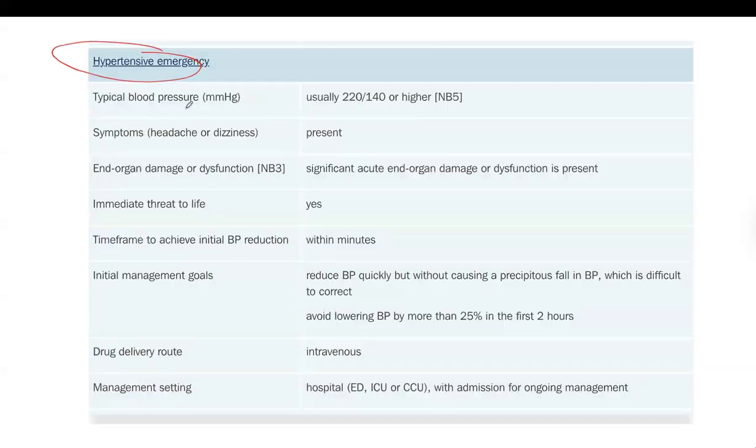And the last one is hypertensive emergency, where the blood pressure goes to above 220 over 140. This is significantly elevated BP. They will have symptoms, they will have significant end organ damage. And this patient's blood pressure needs to be reduced within minutes.